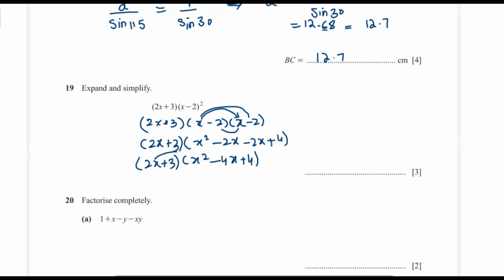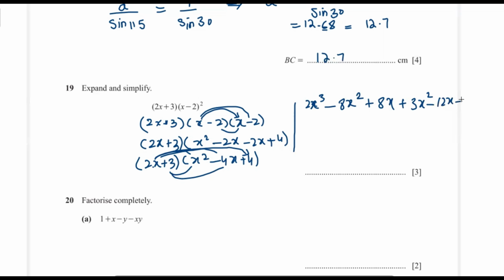Now we multiply 2x to x square and all the other values. 2x into x square is equal to 2x cube. Next, 2x multiplied by minus 4x is minus 8x square. Now multiply 3 by x square, which is 3x square. And 3 multiplied by minus 4 gives minus 12x. And last, plus 3 into plus 4 is plus 12. Now 2x cube is written as it is. Next, minus 8 plus 3x square is minus 5x square, plus 8x minus 12x is minus 4x, plus 12 is the answer.